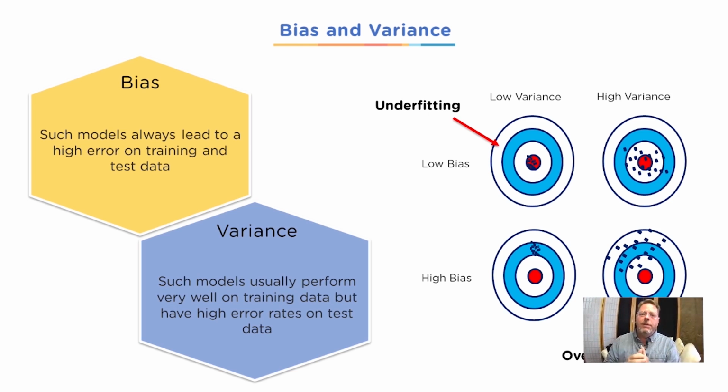And I want you to think about this. When we're talking about a bias, the error is going to be high both when you're training it and you're testing it. Why? Because we're just kind of getting an average. We're not really fitting it close. With variance, we're fitting it so close that the training data does really good. It's going to nail it every time.